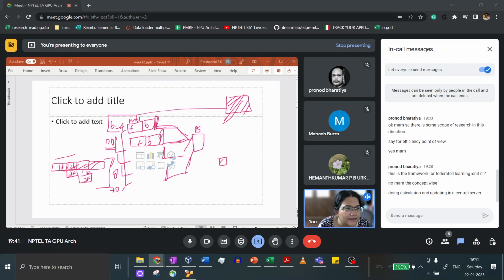Yeah, the weights are probably sent in federated learning. In distributed learning, you can send the gradients themselves.